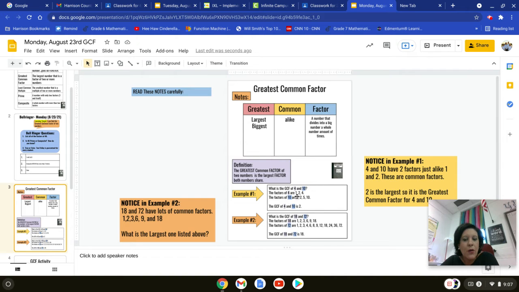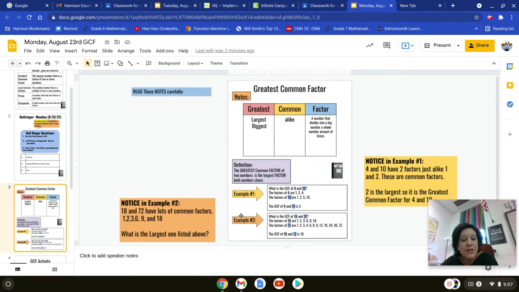The factors of 4, 1, 2, and 4. The factors of 10, 1, 2, 5, and 10. Notice that they have common factors, 1 and 2. These are common factors. But of the 2, 2 is the largest, so 2 is the greatest common factor. Greatest means biggest, common alike, and factor means numbers that divide.